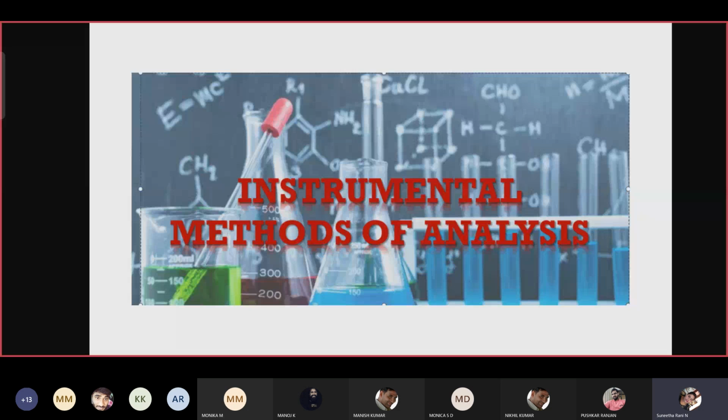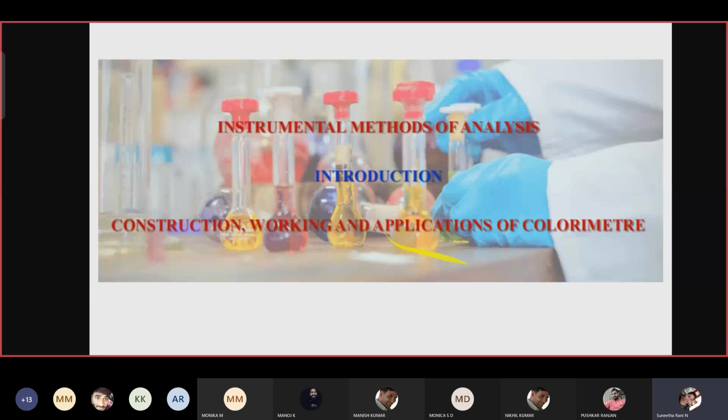See, the expected questions here: explain the instrumentation, working and applications of every instrument like conductometry, potentiometry, colorimetry, flame photometer, and atomic absorption spectroscopy. 5 instruments you have to study: instrumentation, working, and applications. Only these things, the theoretical part, theory and instrumentation. Clear? So the first one we will see is the colorimeter experiment: construction, working, and applications.